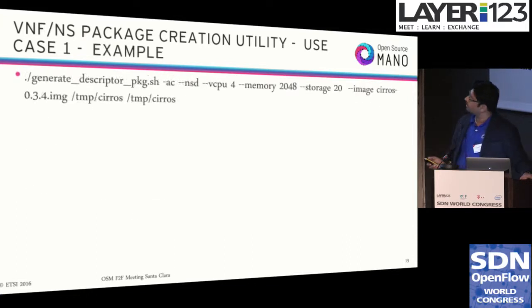Okay, so here's an actual example of this particular command being used. AC is to actually get the directories created, NSD to make sure the NSD file is created as well. In this particular example, we're using 4 vCPU, 2 gig memory, 20 gig storage, and we have an image file name with the directory of where the image is and the directory where you want to get the specific package created.